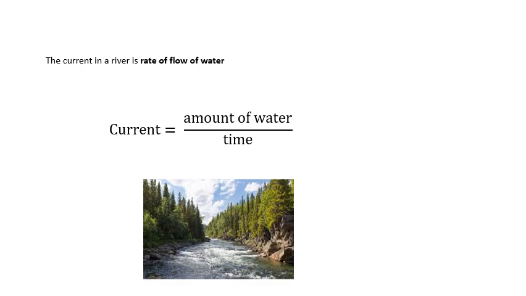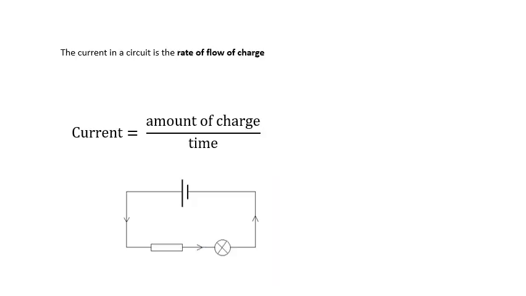Now, amount of water, that could be the mass of water in kilograms, or it could be the volume of water. Time, we're going to measure in seconds. And so the current is either going to be kilograms per second or meters cubed per second. The important point here is that current is the amount of water divided by time. Now, that's in a river.